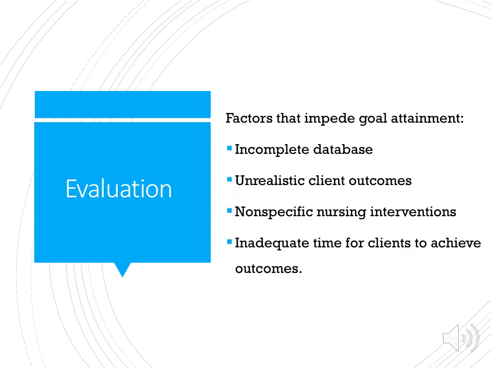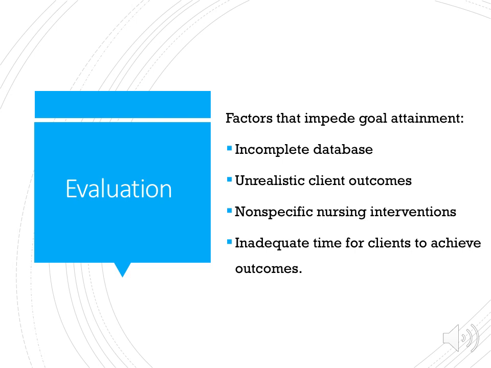Right? So factors that impede goal attainment, so that for some reason it didn't work, right? So incomplete database, unrealistic client outcomes. So that goal I put in place wasn't realistic. My patient could not walk 50 feet 3 times a day, right? Non-specific nursing interventions. So those interventions were not specific; I didn't say will walk so far in this amount of time, right? You need to be specific to your patient to make sure they're attainable, right? Inadequate time for client to achieve the outcomes. So there's a variety of reasons clearly that could impede your patient from getting to that goal, or it could just be they couldn't do it.